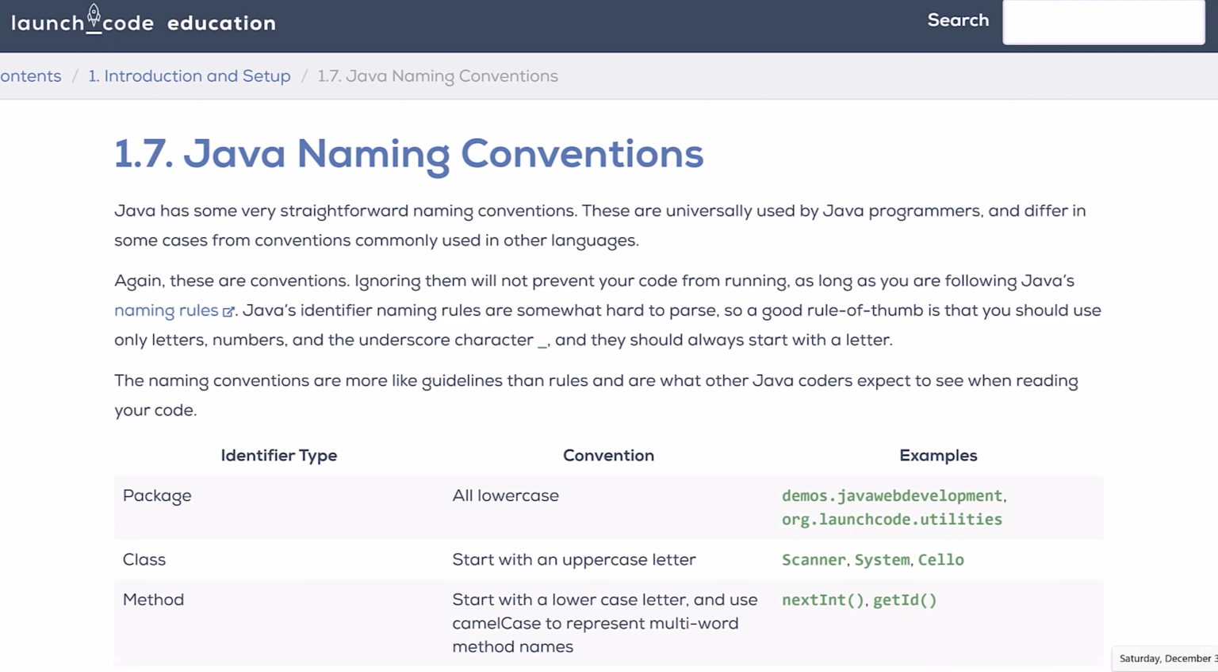1.7, Java Naming Conventions. Java has some very straightforward naming conventions. These are universally used by Java programmers and differ in some cases from conventions commonly used in other languages. Again, these are conventions. Ignoring them will not prevent your code from running, as long as you are following Java's naming rules.